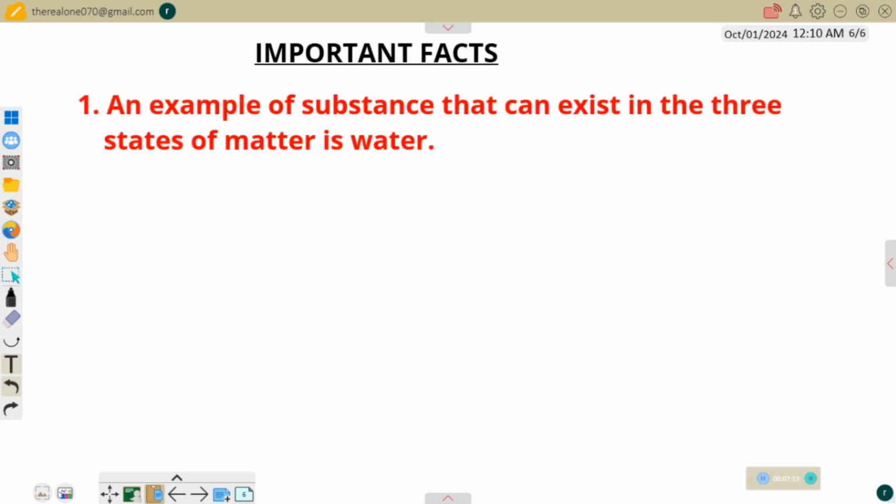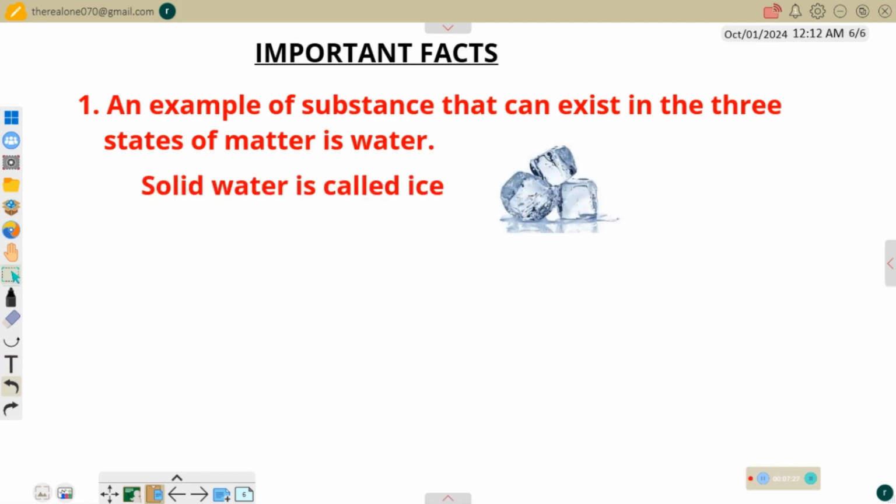So water is a good example of a substance that can exist in the three states of matter. In solid state, solid water is called ice. You can see the picture of ice. This is our normal ice block. A normal ice block is solid water.